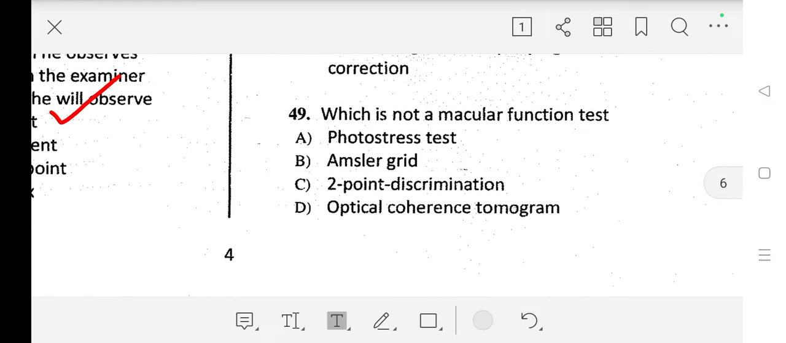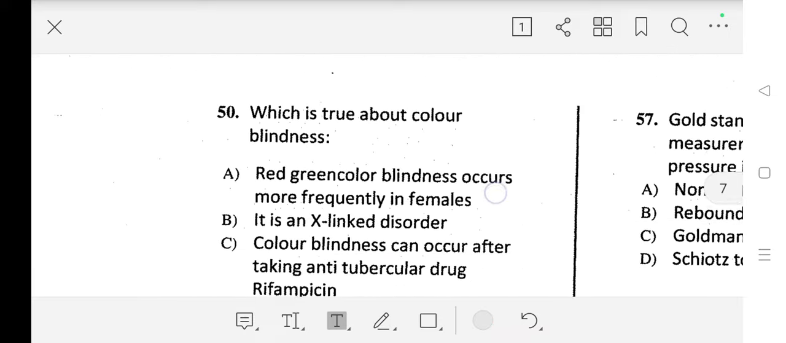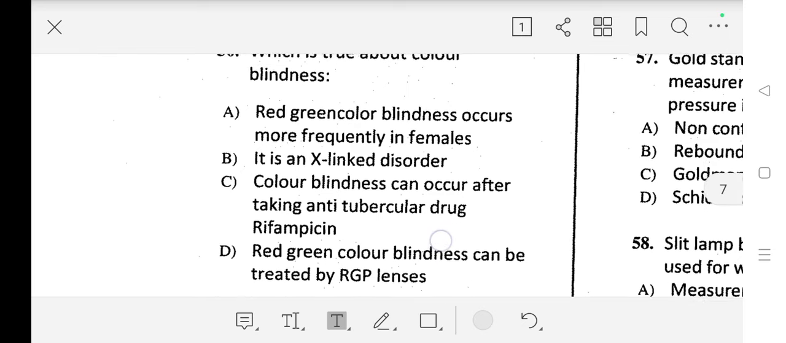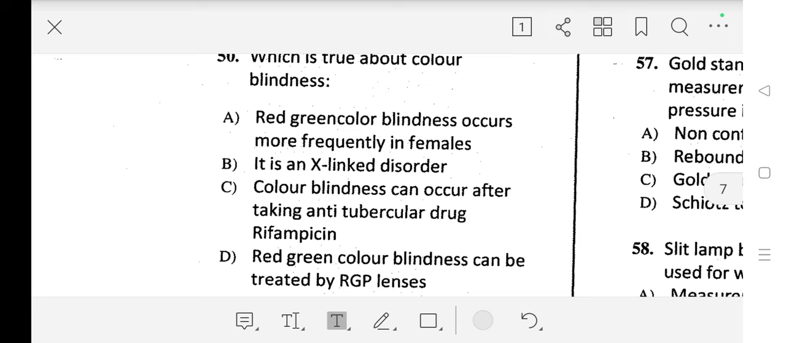Our next question is, which is not a macular function test? A part photostress test, B part Amsler grid, C part 2-point discrimination, D part optical coherence tomography. Our right answer is D part optical coherence tomography. Our next question is question number 50. Which is true about color blindness? A part red green color blindness occurs more frequently in females. B part it is an X-linked disorder. C part color blindness can occur after taking anti-tubercular drug rifampicin. D part red green color blindness can be treated by RGP. Our right answer is B part it is an X-linked disorder.